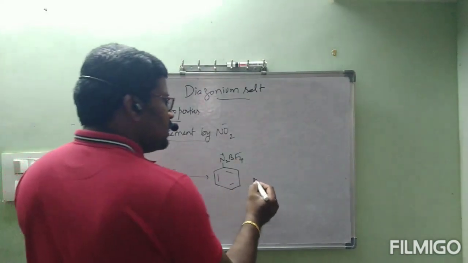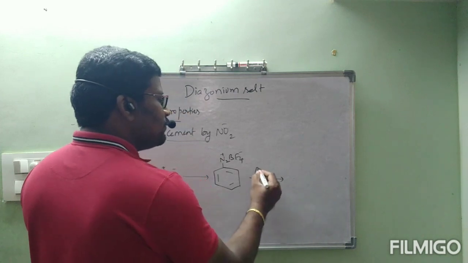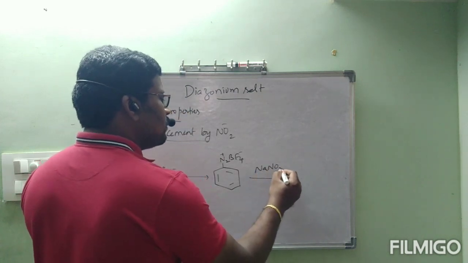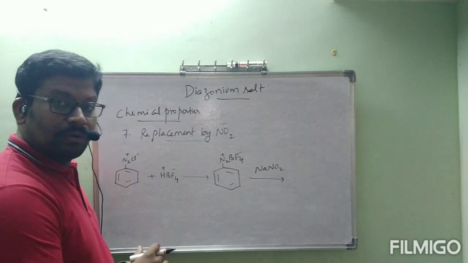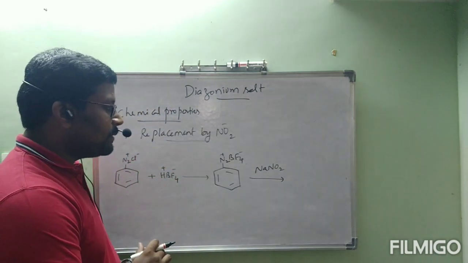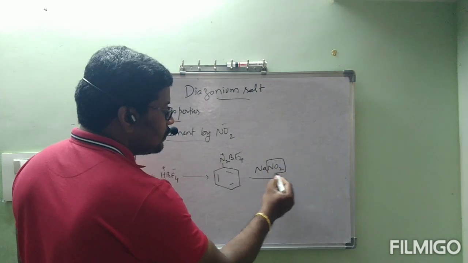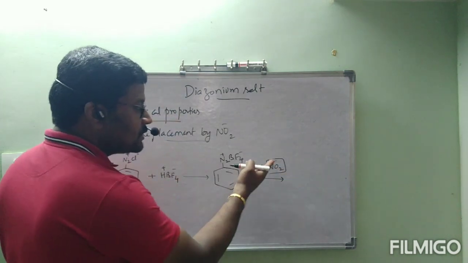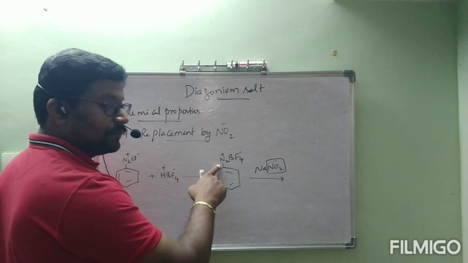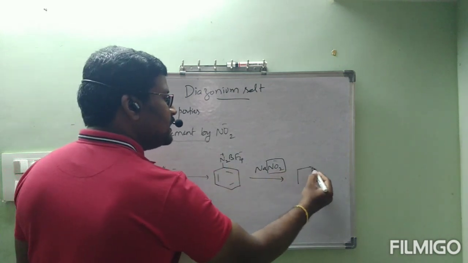Next, this is going to be reacted with NaNO2. What is going to happen? This NO2 minus is going to displace this N2 to form nitrobenzene.